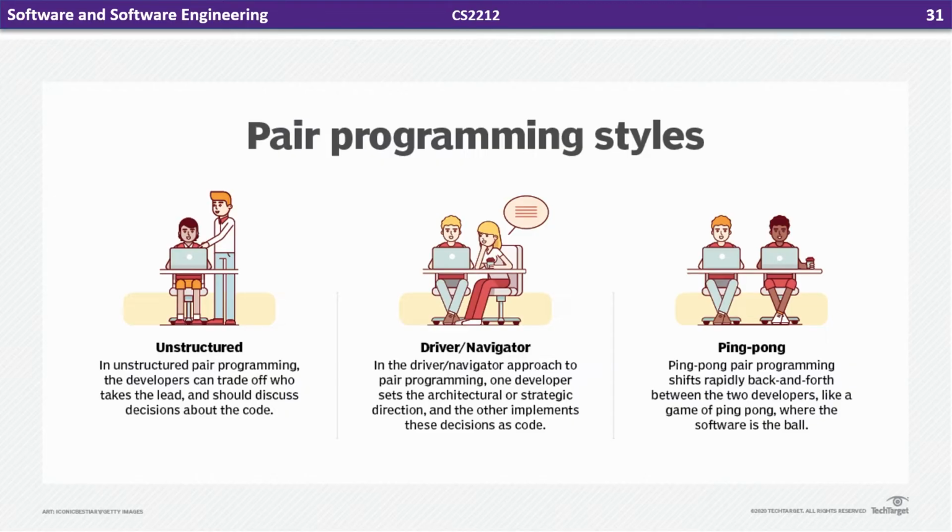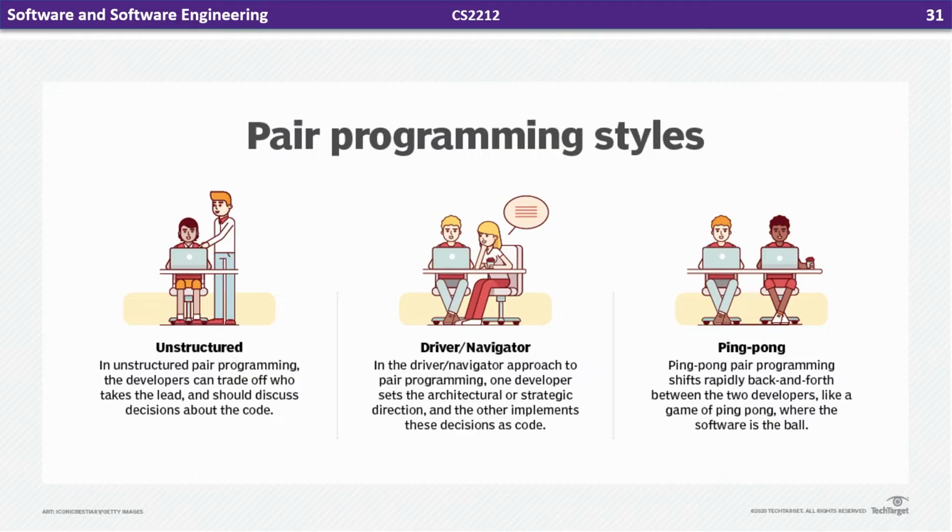So in an unstructured style, there's two people at a computer, and they sort of switch back and forth between who's doing the coding and who's doing sort of the quality assurance, just based on the flow of the team, based on how it's going. So there's not one set person doing one thing. In driver-navigator approach to pair programming, one developer sets the architecture or strategic direction, and the other actually implements the decisions as code.